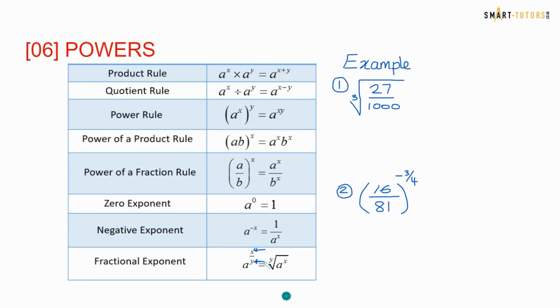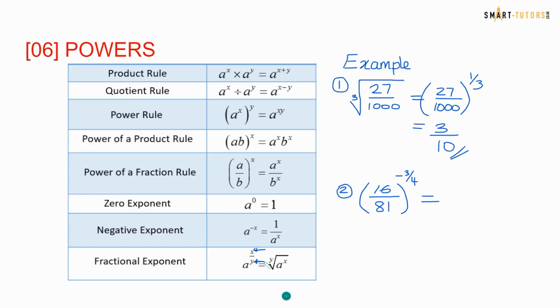So let's look at some exam style questions so you can get some idea what type of question is going to be coming in your exam. So the cube root of 27 over 1000. That means 27 over 1000 to the power 1/3. The cube root of 27 is 3. The cube root of 1000 is 10. So that is the answer.